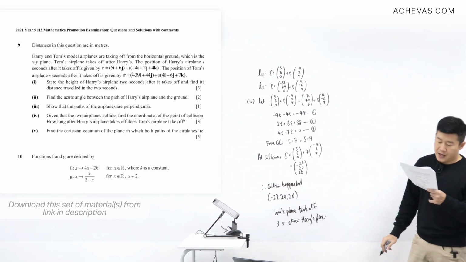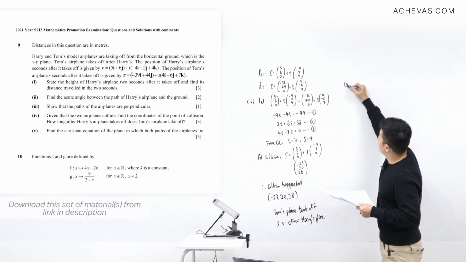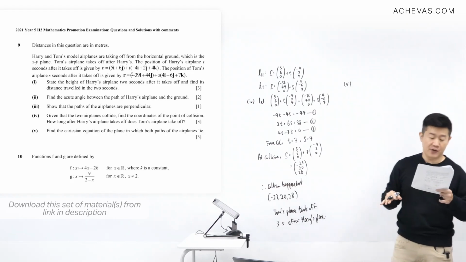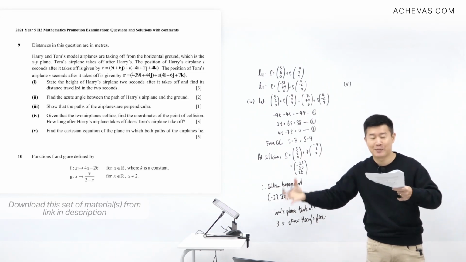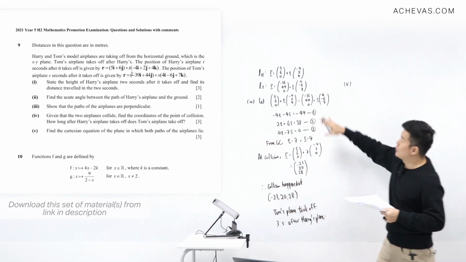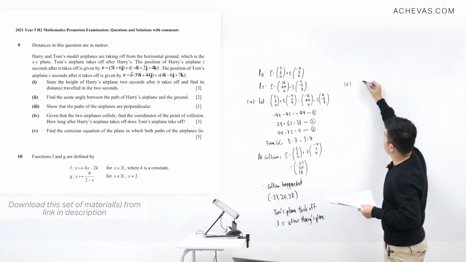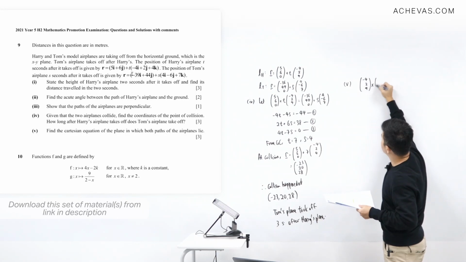Okay. And the last part, part 5. Part 5 is a very, very easy question. We are supposed to find the Cartesian equation of the plane that carries both airplanes. So it is a Cartesian equation that contains these two lines. We can find the normal by taking the direction of the two lines and crossing them together.